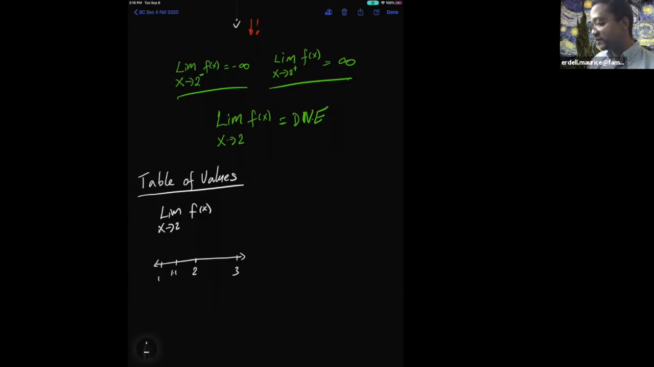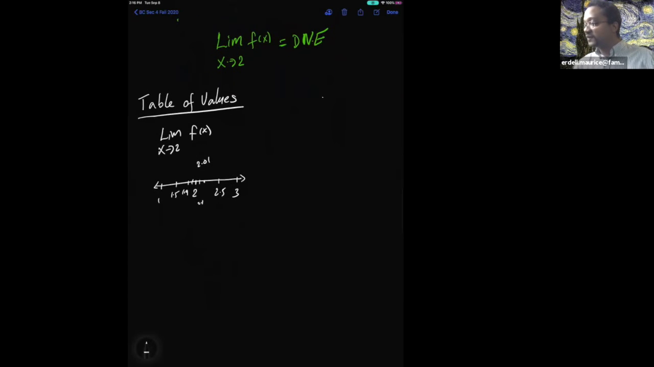1 over is 1, 1 over is 3. This right here is 1.5. The next in line is 1.9. The next in line will be 1.99, right? On the other side right here, I have 2.5. Then I have 2.1. Then the next one will be 2.01. So forth and so on.